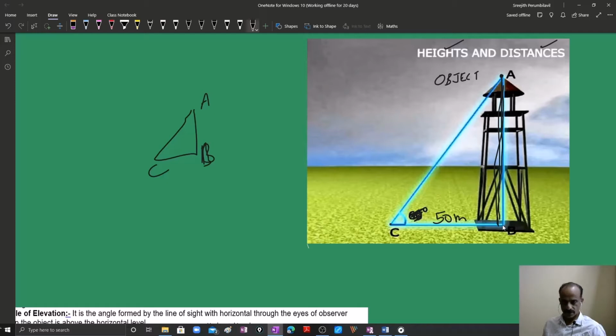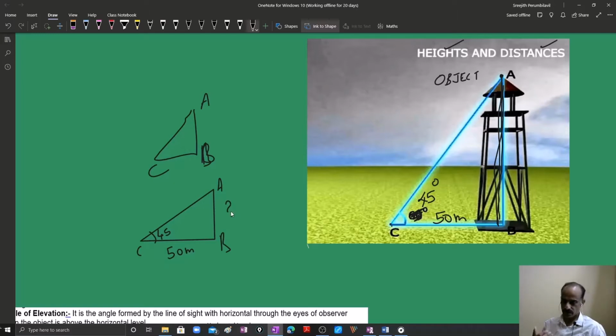Suppose we walk 50 meters away from this and look at this object from a point, and suppose the angle at which we are observing is 45 degree. That means there is a triangle like this, ABC, and this angle is 45 degree. This height is not known. This is 50 meters. So we will be using the concept of trigonometry.